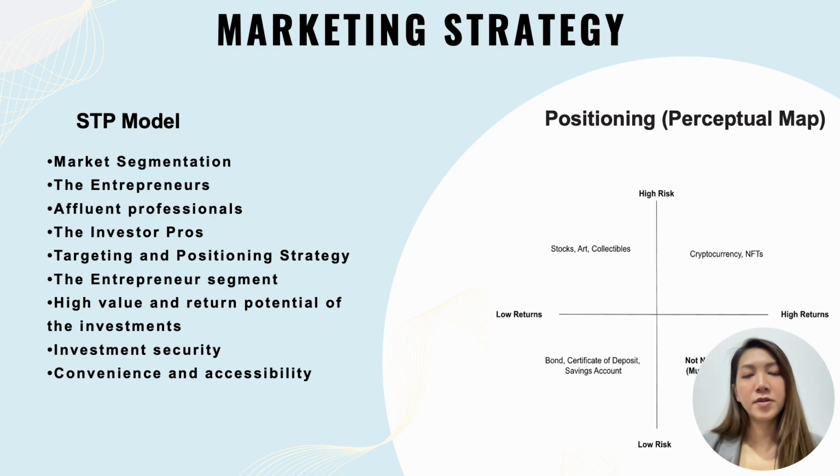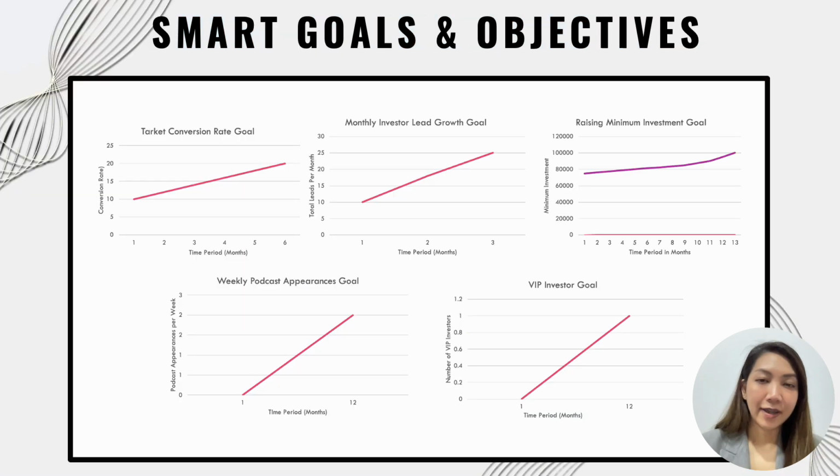This map positions Not 9 to 5 investments in the high return, low risk quadrant, which distinguishes it from riskier investments like cryptocurrency, offering an attractive value proposition of stability and profitability in the multifamily sector.